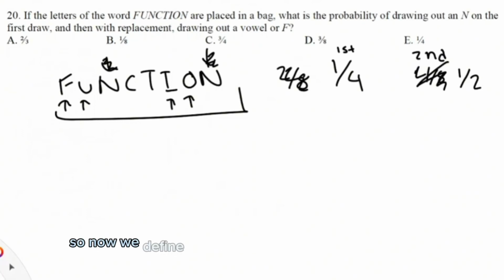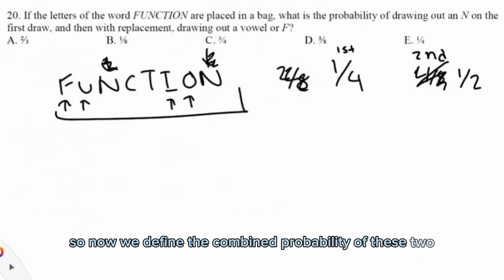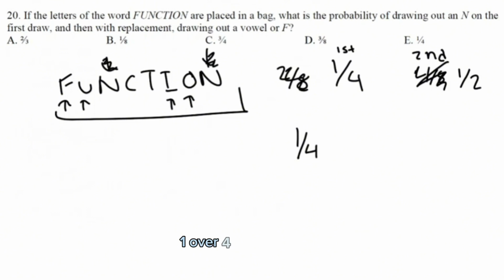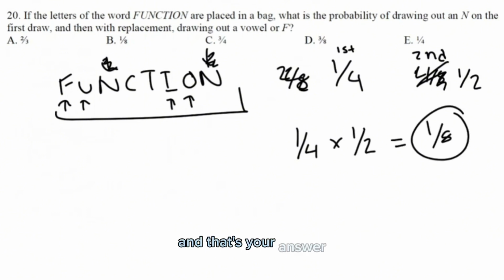Alright, so now we need to find the combined probability of these two. So the way we find the combined probability is just multiplying them. So 1 over 4 times 1 over 2. That's just 1/8, and that's your answer.